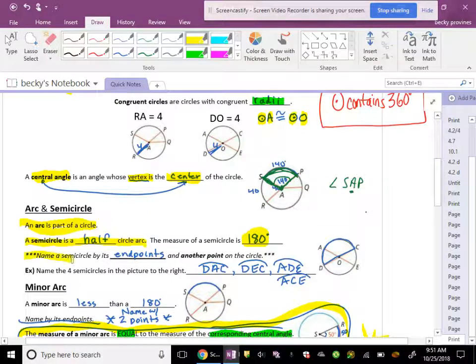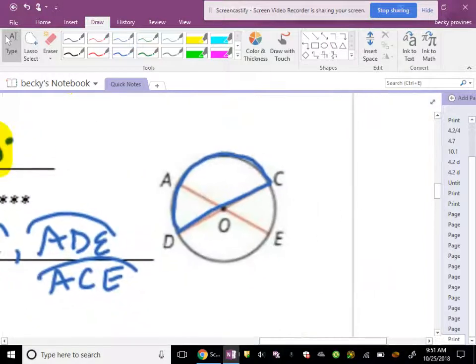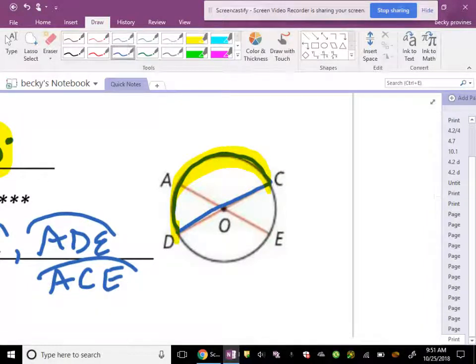So you name a semicircle by the endpoints and usually another point within the circle. So let me explain. When you have this picture here, I'm starting at D and I'm going around to C. So if I just say, all right, let's look at arc DC, do you know if I mean up and around or down and around? And you really don't know because I just gave you the two letters. So when there are two letters, you always assume it's the closest distance.